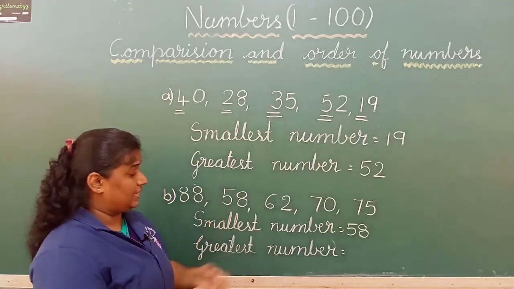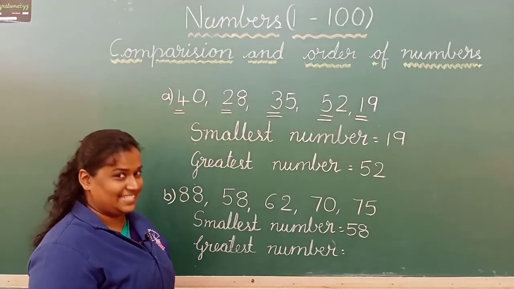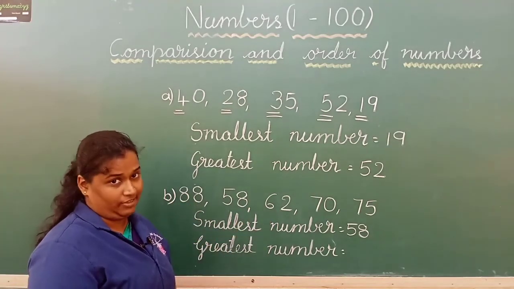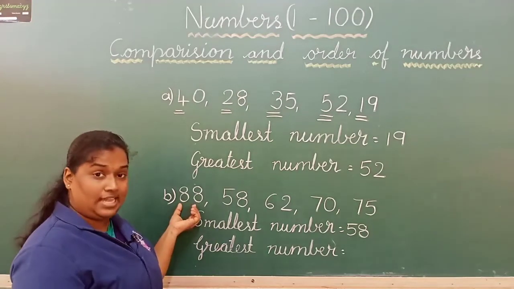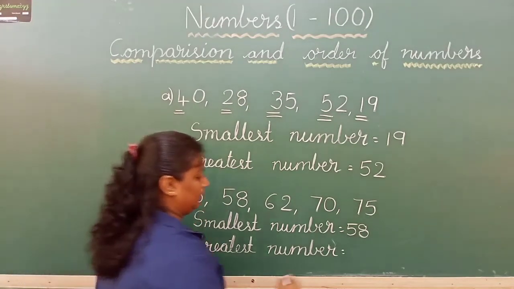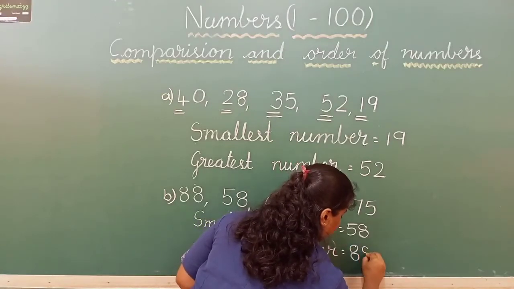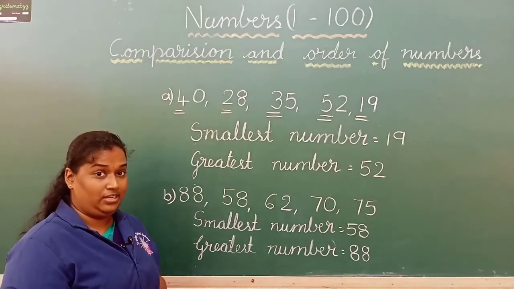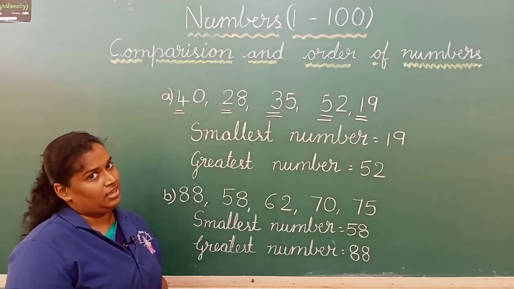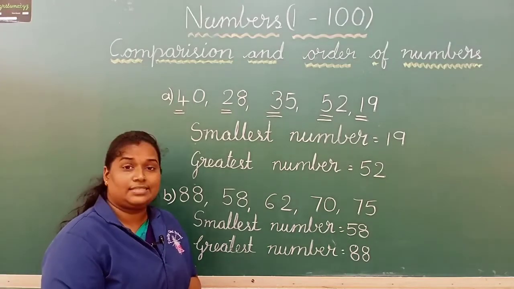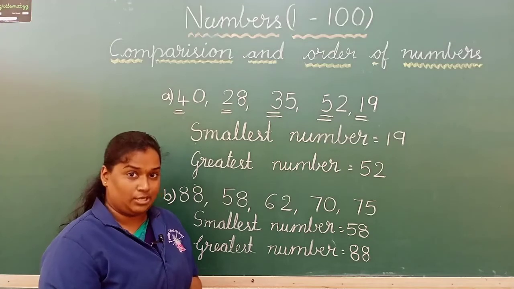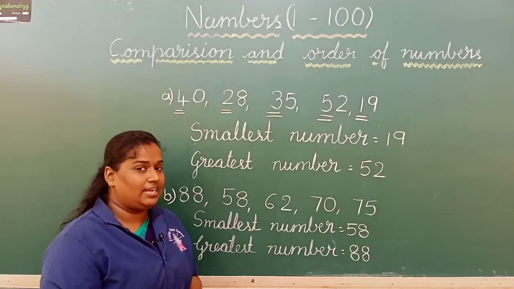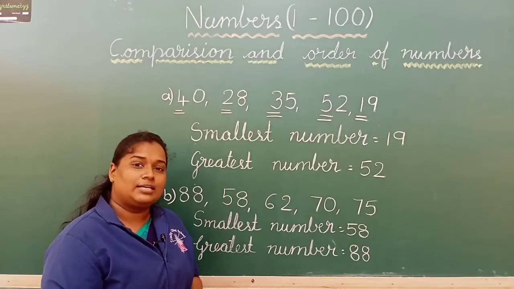Now tell me, which is the greatest number? Exactly. 8 tens is greater than the other tens of the given numbers. That is why 88 is the greatest number. So now we know how to compare numbers when more than 2 numbers are given. With the help of this comparison, can we write numbers in order? Yes, we can write numbers in ascending and descending order with the help of comparison.